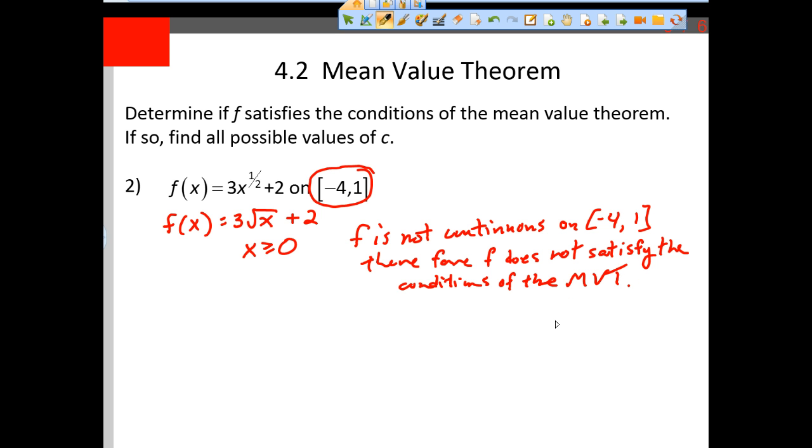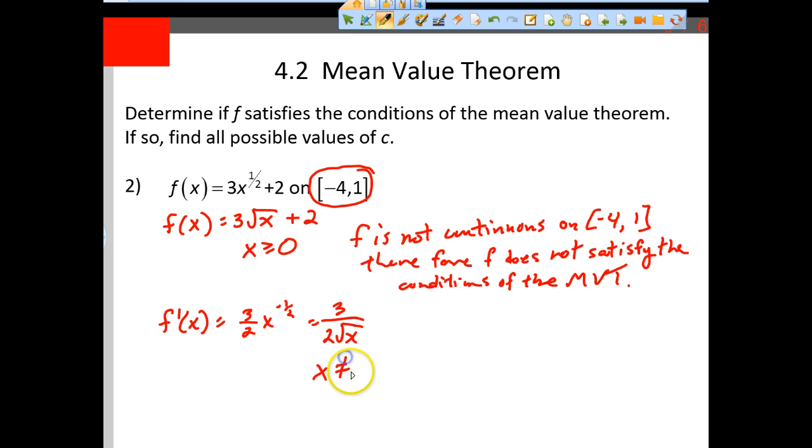So you're done. Now, let's say that you didn't realize this and you found the derivative anyway, right? So you would get 3/2 x to the -1/2, or 3 over 2 root x. Now, when you get this derivative, you should once again realize, well, now I have an x in the denominator.